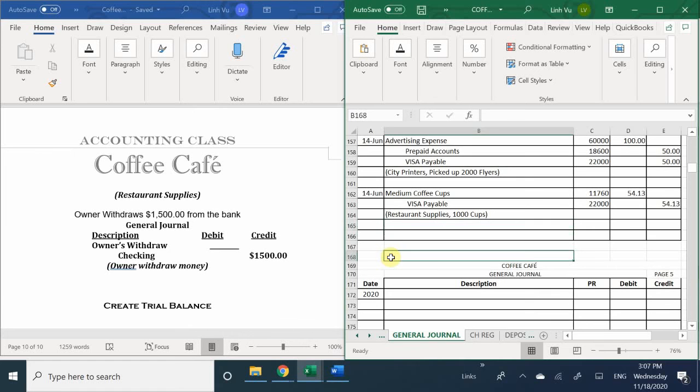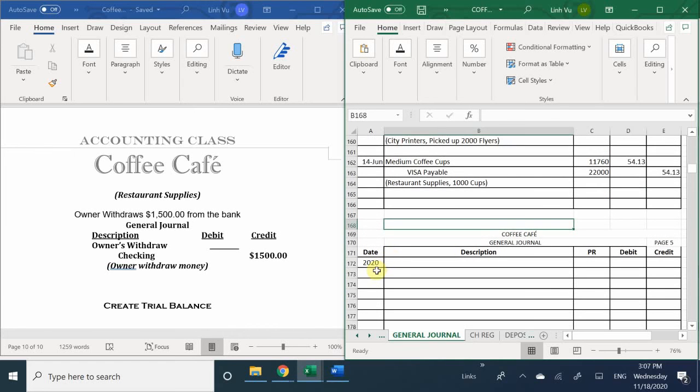Well, let's see here. It is going to be an owner's withdrawal. Yes. It's still the 14th, right? Mm-hmm. So owner's withdrawal. And that is, let's see, where is that one? Oh, there we go. 32,000 is the account number. 32,000. And how much is Bob withdrawing? 1,500.